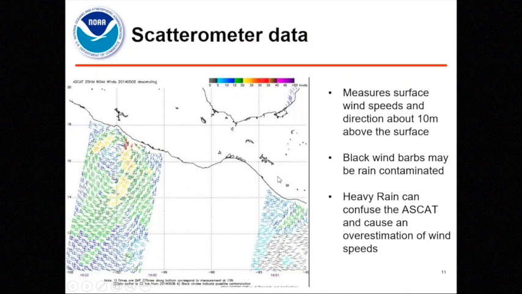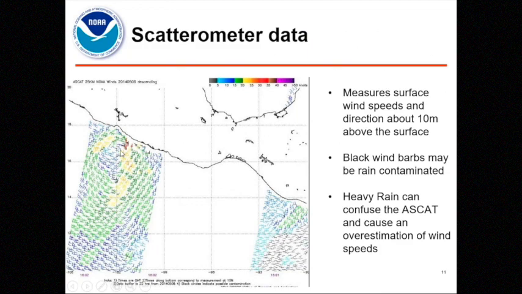And this is the scatterometer data. This scatterometer is basically a radar in space, and it shows you surface wind speeds and direction about 10 meters above the surface. There are not a lot of black wind barbs, but if you do see them, there are a few to the south of the circulation, and those are rain contaminated or possibly rain contaminated.